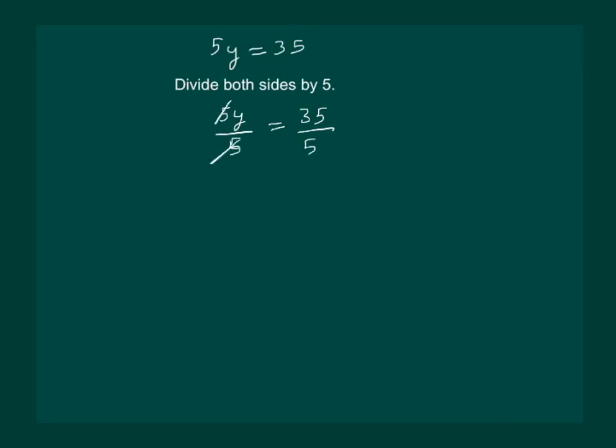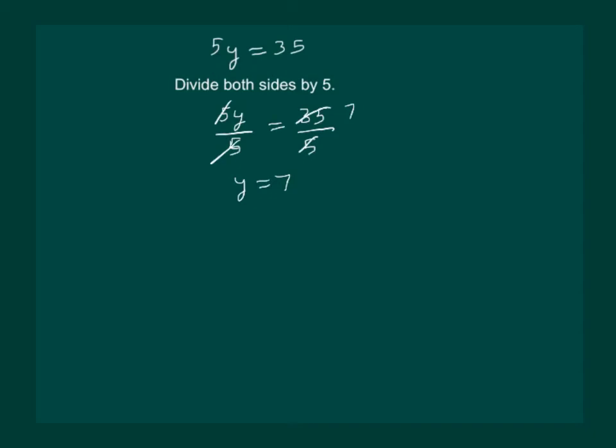Let us take another example. Say 5y equal to 35. Our target is to find y equal to some value. So let us remove this 5 by dividing both sides of the equation by 5. We will get 5y divided by 5 is equal to 35 divided by 5. On solving this further, we will get y equal to 7 as the solution of 5y equal to 35.